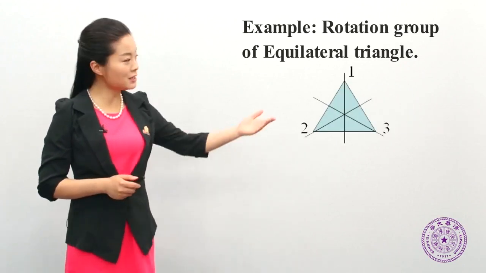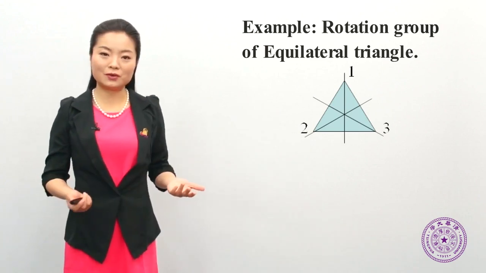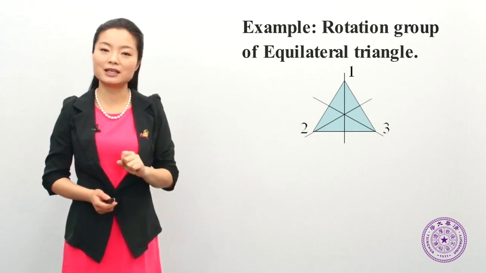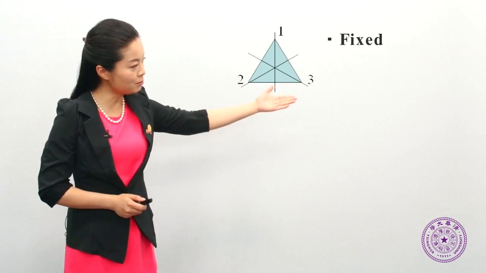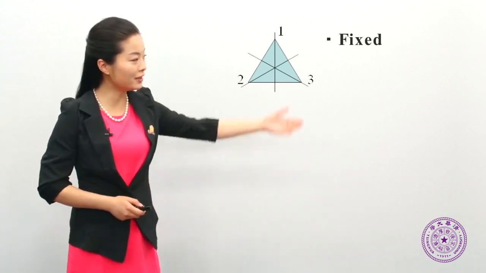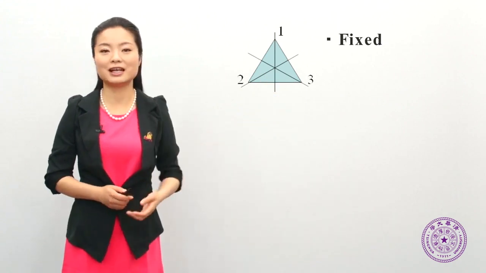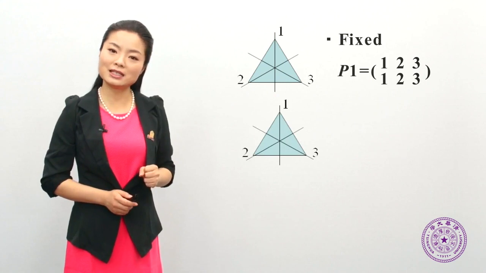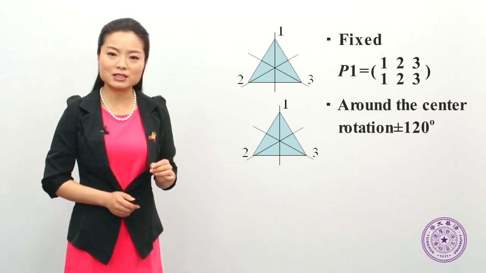Since permutations can form a group, let's raise an example. Let's take a look at the equilateral triangle. During its rotation, we can still consider its vertices. There are a total of 1, 2, 3 vertices. Will it form a permutation group? We can first consider that if this triangle keeps still, it will form a type of permutation. Corresponding to 1, 2, 3, they are still 1, 2, 3. Therefore, we can write it as P1.